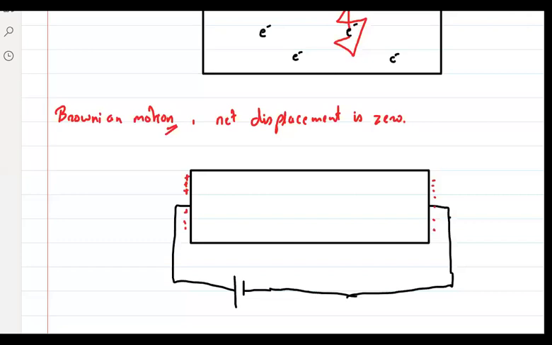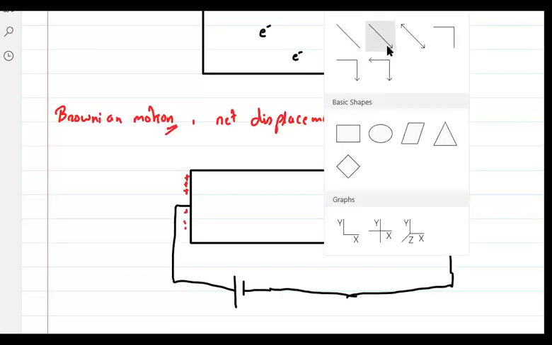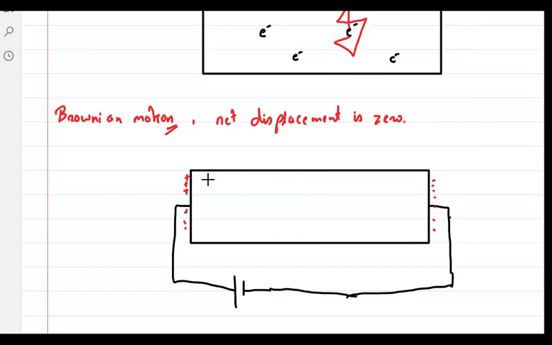Guys, think about it. Apologies, am I audible? So can I say, sir, inside the conductor, the electric field will be like this, high enough. Think about it. Yes or no? Agree? Sir, inside the conductor, electric field will be like this, from positive to negative. Okay.